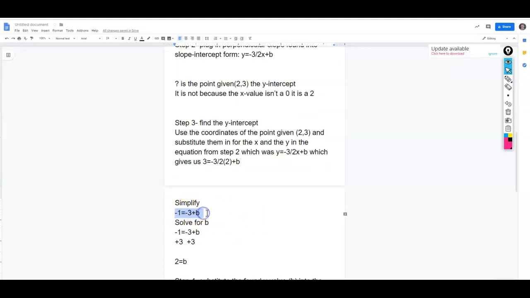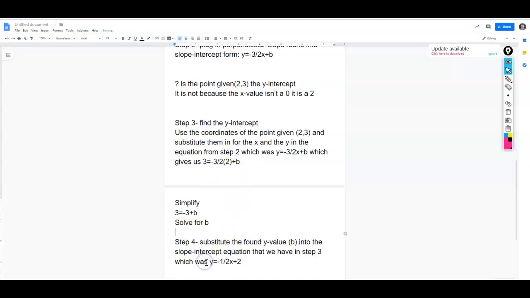So then we're going to simplify this, and that would give us 3 equals -3/2 times 2, which simplifies to -3, and then we have plus b. And now what will we do?